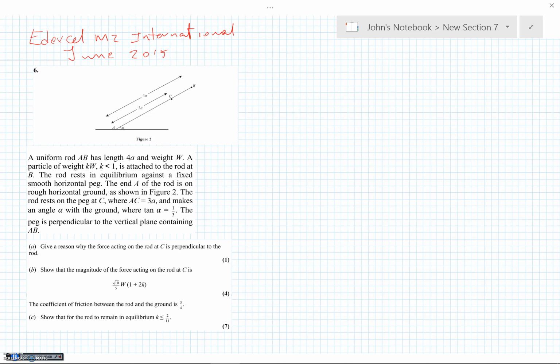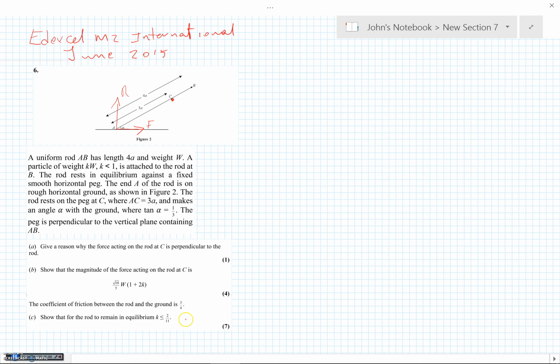So here we have question 6 of the Edexcel International paper. It's a statics question, and it's about something resting on a smooth peg here at C, and there's friction at A, so there's going to be a perpendicular reaction force there, and there's going to be a frictional force here.